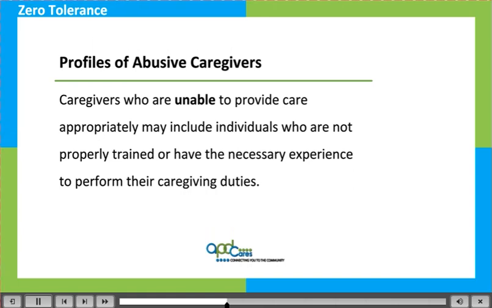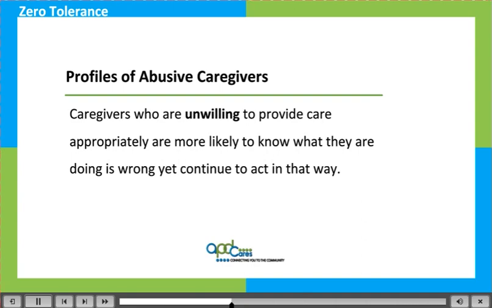Examples of caregivers who are unable to provide care appropriately may include individuals who are not properly trained or do not have the necessary experience to perform their caregiving duties. The caregiver may have a developmental disability, mental illness or another medical or health condition themselves. Caregivers who are unable to provide appropriate care may also be overly stressed, overly tired or working under the influence of drugs or alcohol, which limits their ability to work effectively.